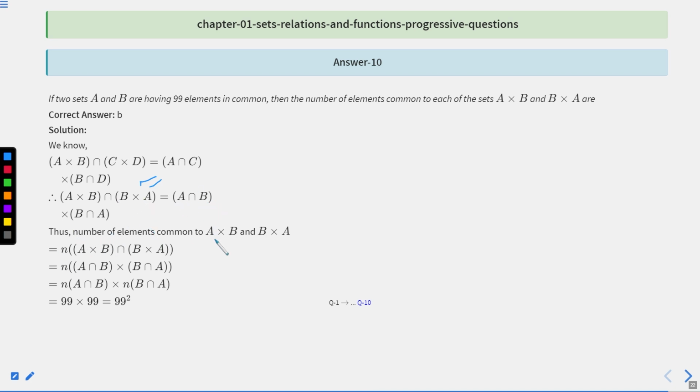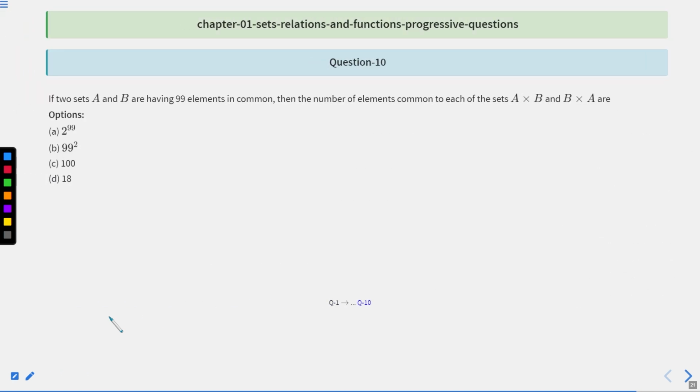Thus the number of elements common to A×B and B×A is the number of elements in (A∩B)×(B∩A). So the number of elements in (A∩B) times the number of elements in (B∩A). So what is the number of elements in A∩B? 99, and the number of elements in B∩A will be the same, 99. So the answer is 99². So we have option B as the correct choice.